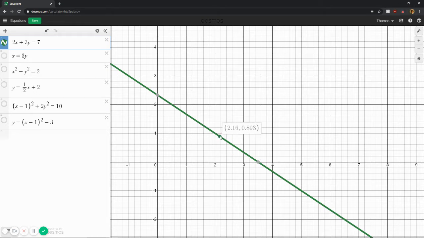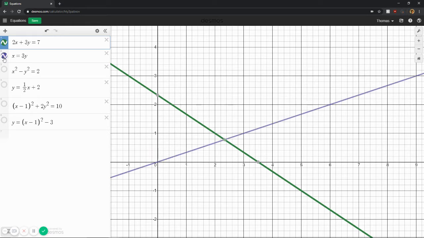For example, on this particular line, the point (2, 1) is on it. If you plugged in 2 for x and 1 for y, you would see that it would be true, right? 2 times 2 is 4, 3 times 1 is 3, 4 plus 3 is 7, and it works.